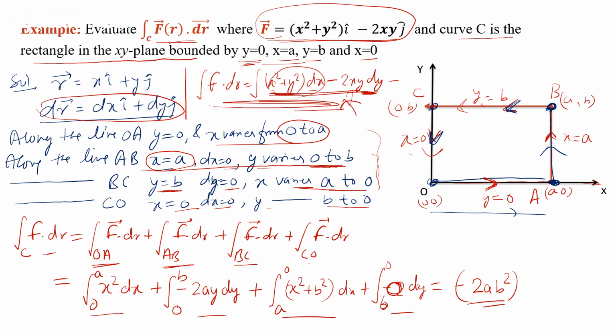Only you have to remember, when you integrate along the line, you have to remember the direction, because in that case, if you take the integration A to O, and in the place of AB you write B to A, you also take the direction clockwise or anti-clockwise.